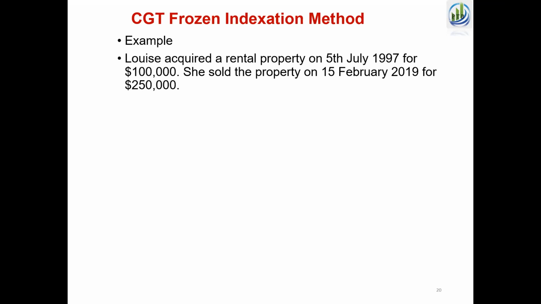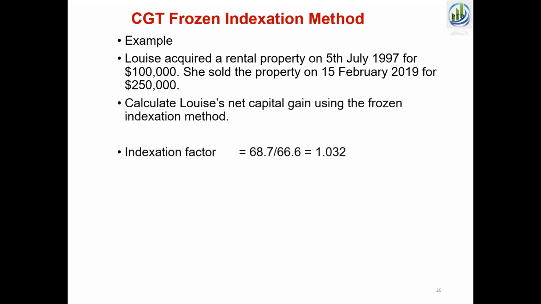As I said previously, to use the indexation method, you multiply your cost base of 100,000 by an indexation factor. Don't worry about the indexation factor; I will explain it within a couple of minutes. So assume that your indexation factor for this example is 1.032. I will explain how you get this number later. So how are we going to calculate?